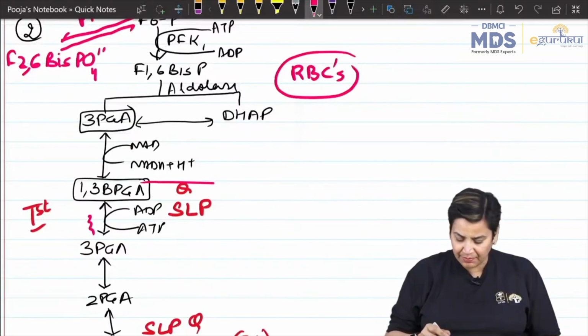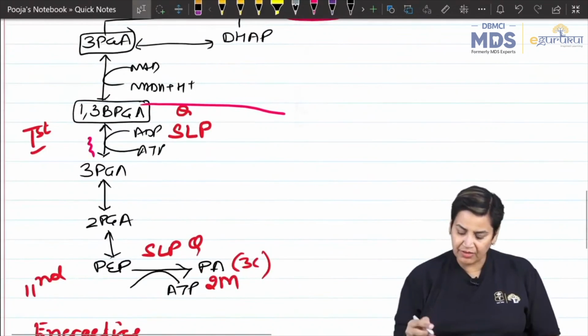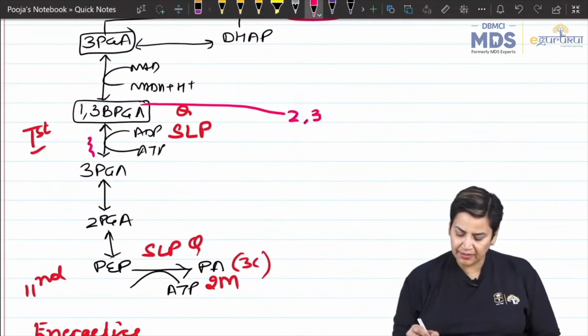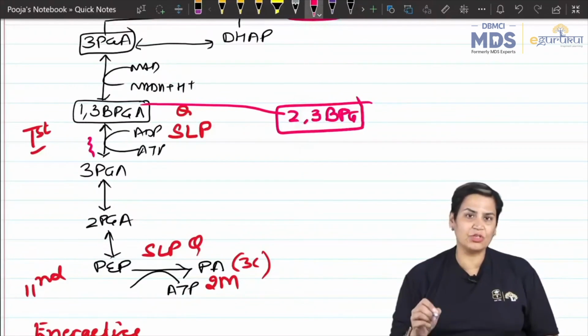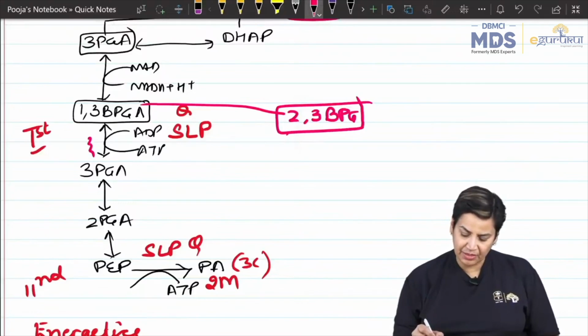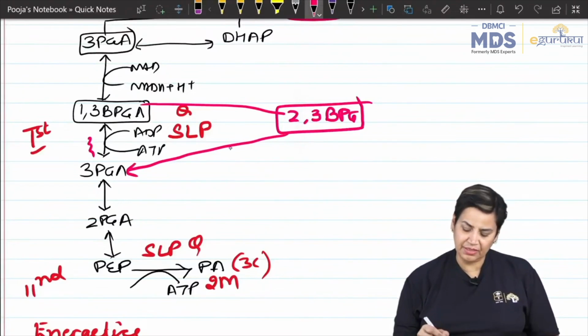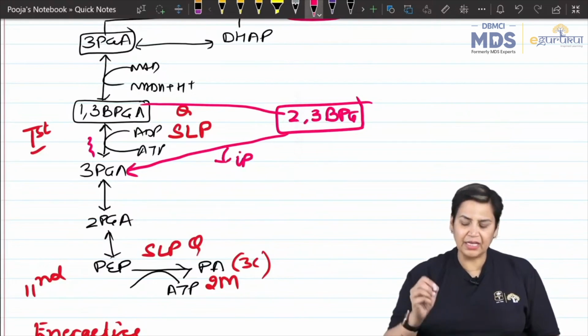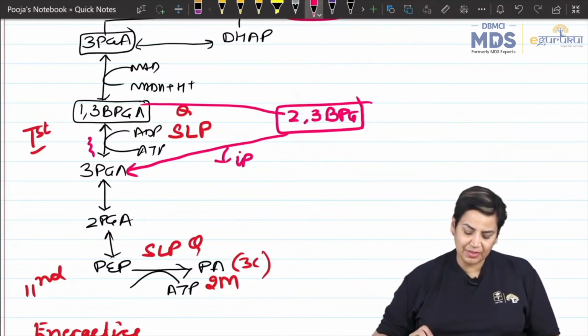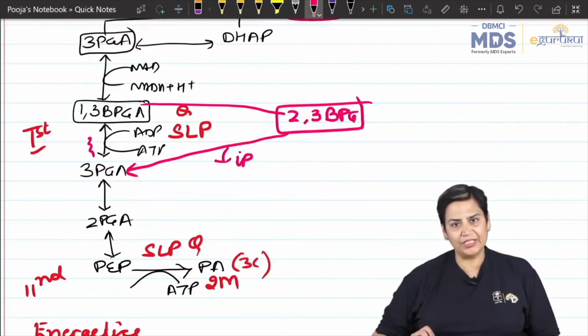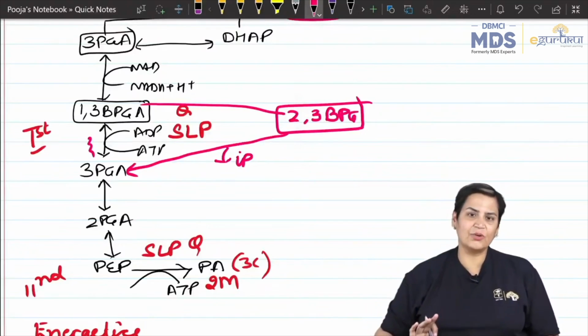This 1,3-BPG will be converted into 2,3-BPG or 2,3-bisphosphoglyceric acid, which will be converted into 3-PGA. Means in the presence of simple inorganic phosphate, hydrolysis will be there, and what we get is 2-PGA. So you can say glycolysis continues.